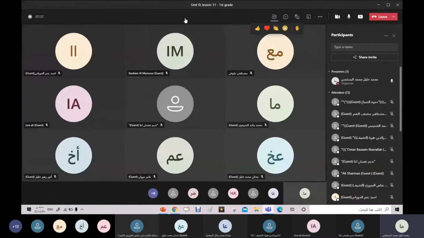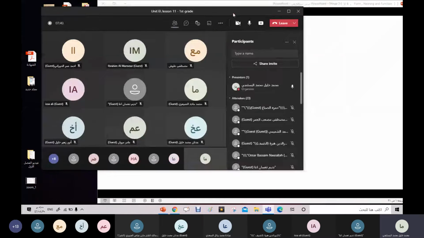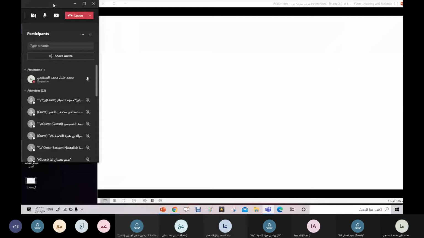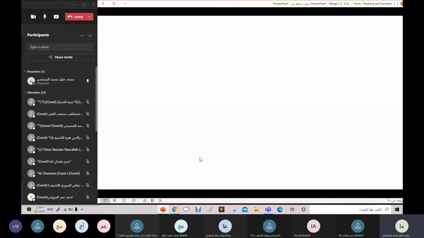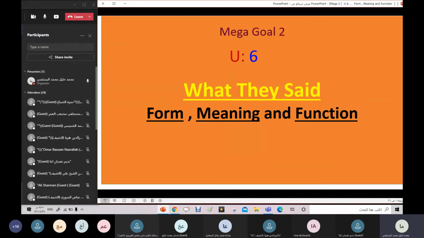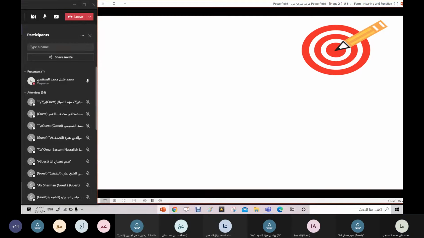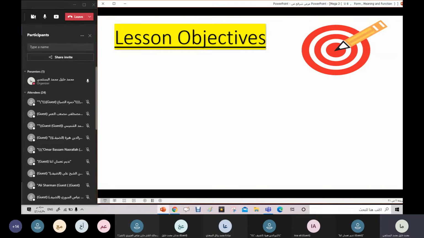Okay, students. Today we are going to continue with lesson 11, page 92. Look at your books on page 92. As usual, here we have the revision for grammar. As usual, we are going to look at the objectives of our lesson.